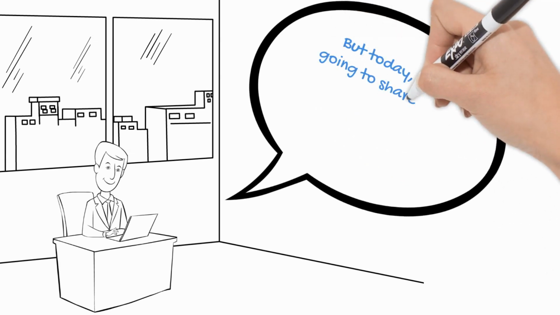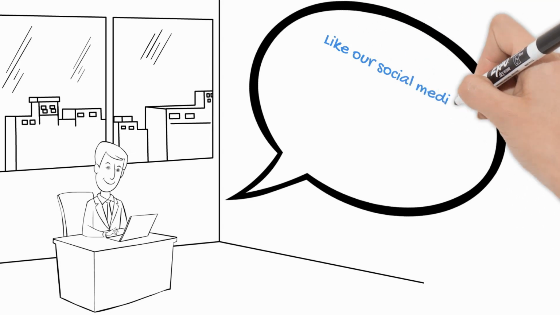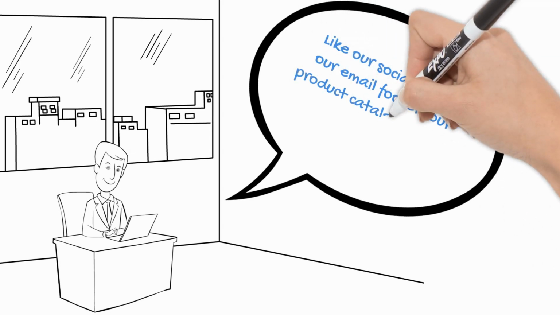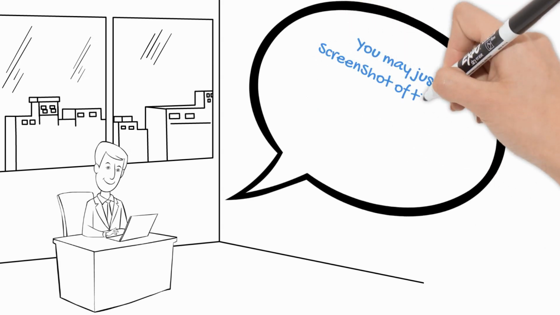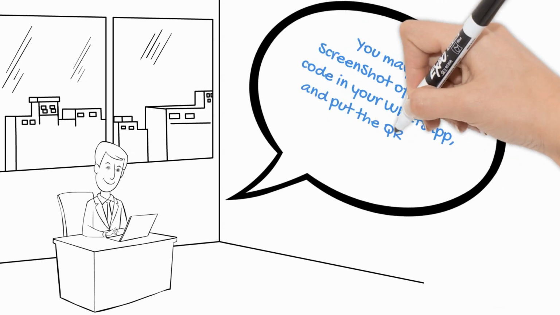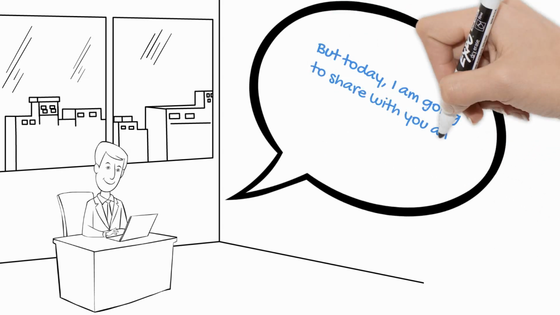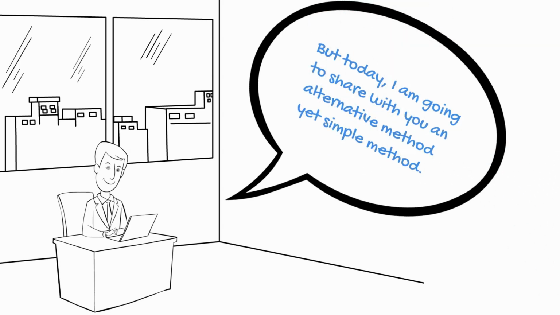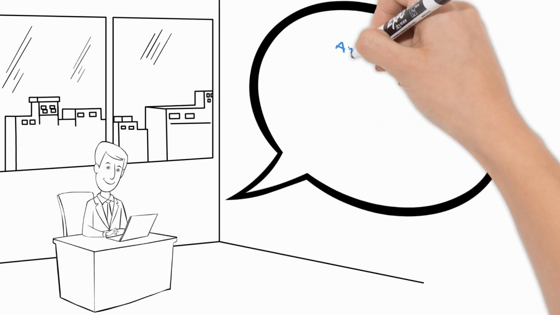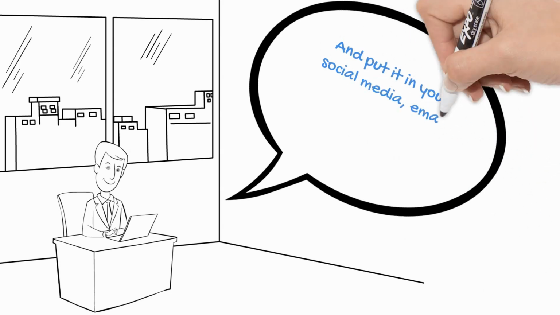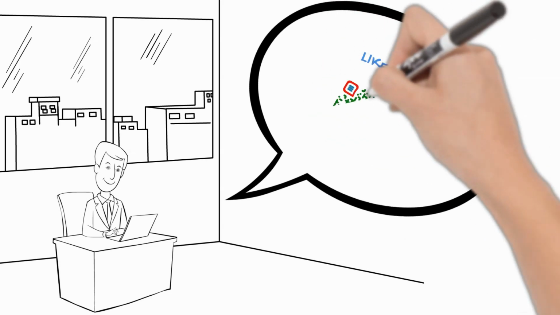But today, I'm going to share with you how to add this QR code in other portals, like our social media, our email footer, our product catalog, website, or any other advertisement. You may just screenshot the QR code in your WhatsApp and put the QR code picture in your desired portal. But today, I'm going to share with you an alternative, yet simple method. At the end of this video, you may DIY your WhatsApp QR code and put it in your social media, email footer, website, product catalog, and etc. Like this.